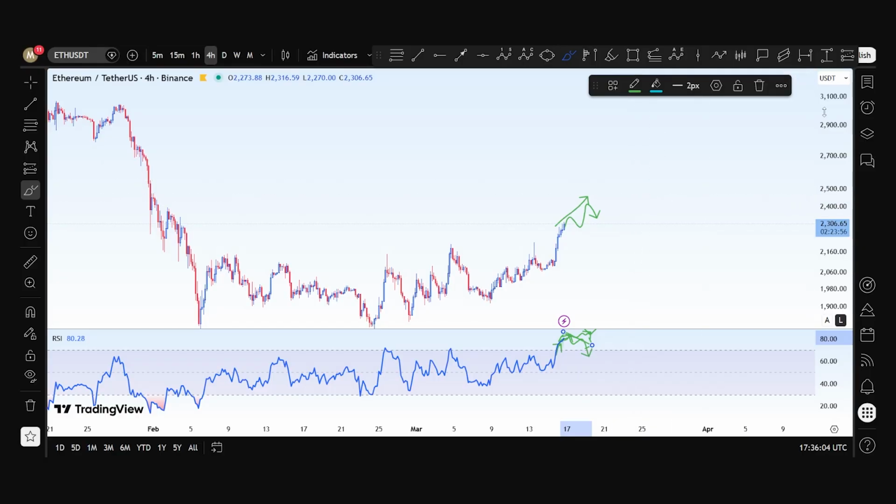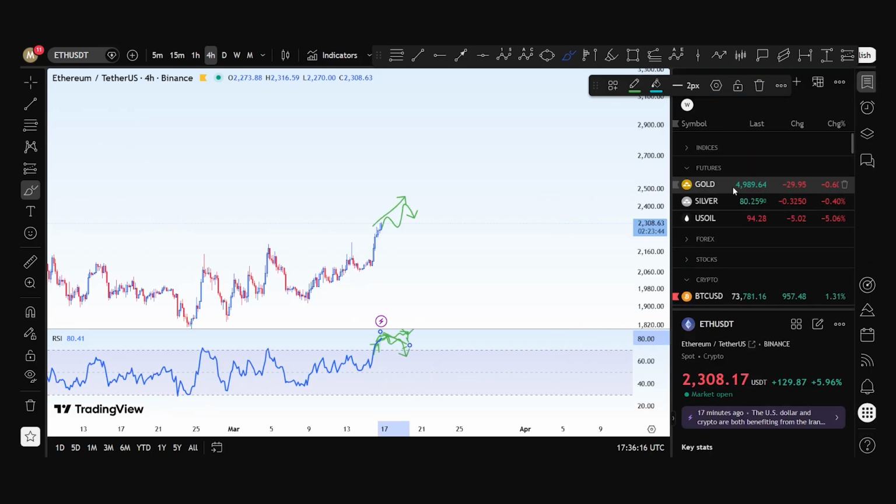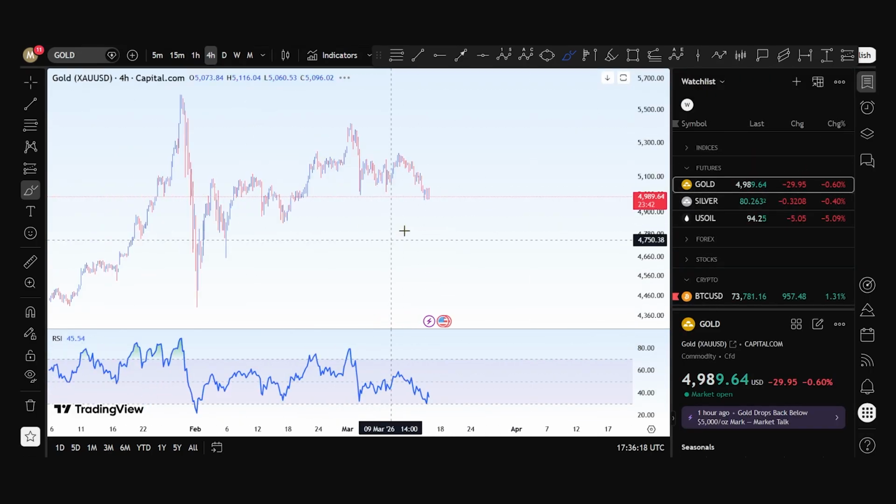So for now, everything seems normal, even with the conflict in the Middle East, we see that Bitcoin and some altcoins are surviving. If we check on gold, we see that gold is trying to test this area at 4,850, and if it doesn't hold, of course it will test 4,670.